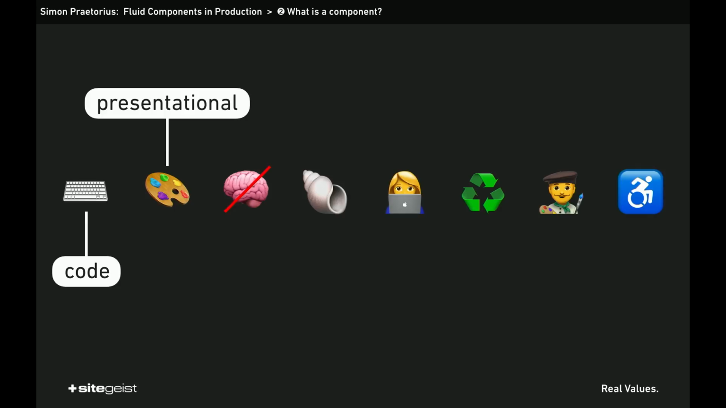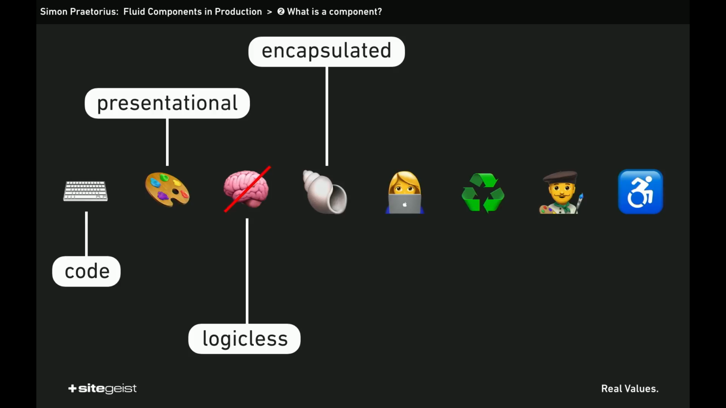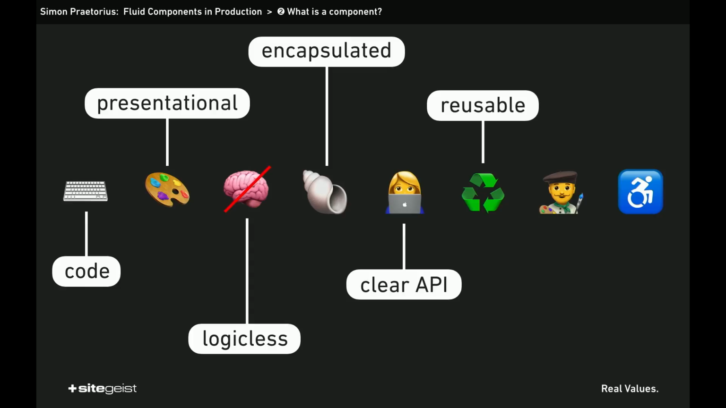A component for me should be mostly presentational, so it should define how some interface element on the website looks and how it works on the front end, but it shouldn't contain any backend logic, so it should be independent of that. It should be encapsulated, so that it doesn't leak any information out of the component, so it should be safe to use the component whenever you want to use it. It should provide a clear API, so that it becomes clear from the API what the component does and what it doesn't do. That makes the component hopefully highly reusable across the whole project.